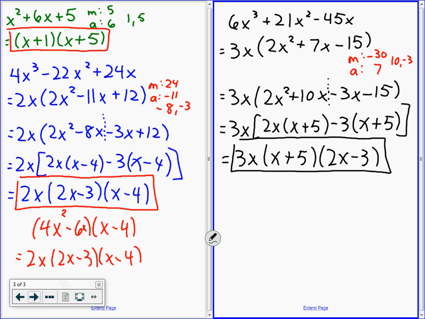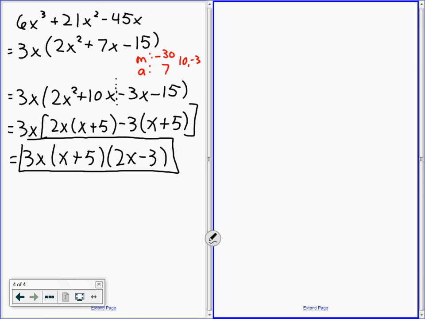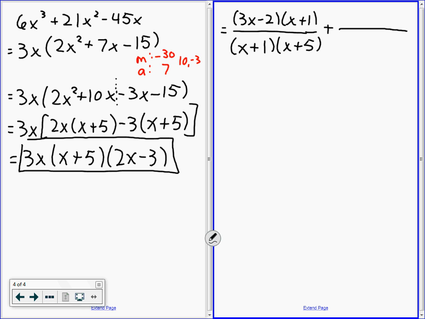Okay, can somebody please write out the answer for me then? This is x plus 1, x plus 5, right? The top is 3x. Okay, and the right hand side is 2x minus 3. Yeah. And then x minus 3. The top is 3x bracket 2x minus 3 bracket x minus 5.